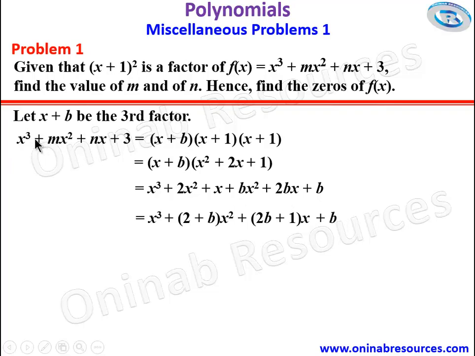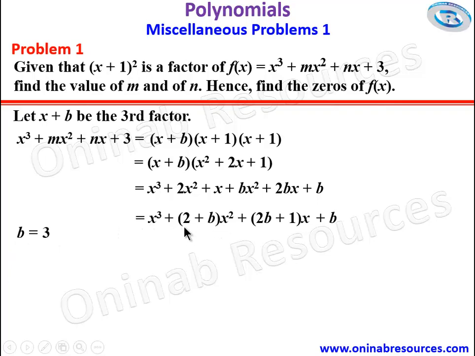If we now compare the left hand side and the right hand side, it is very clear that b is equal to 3. Very clear. Because the constant term here is 3 and the constant term here is also b. So b is equal to 3.